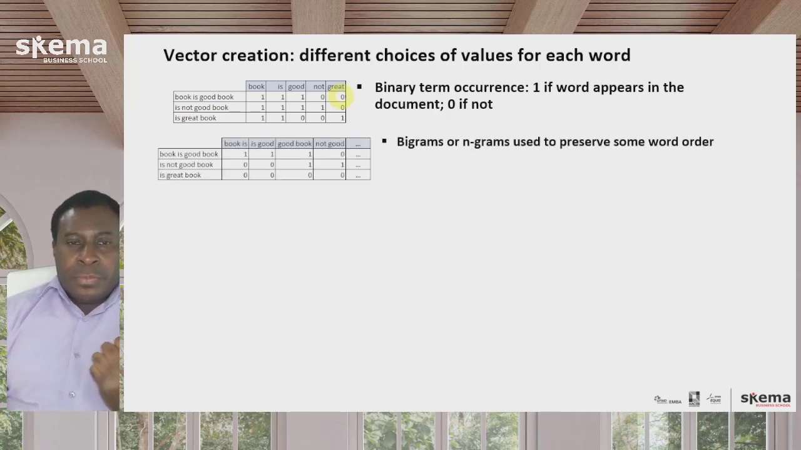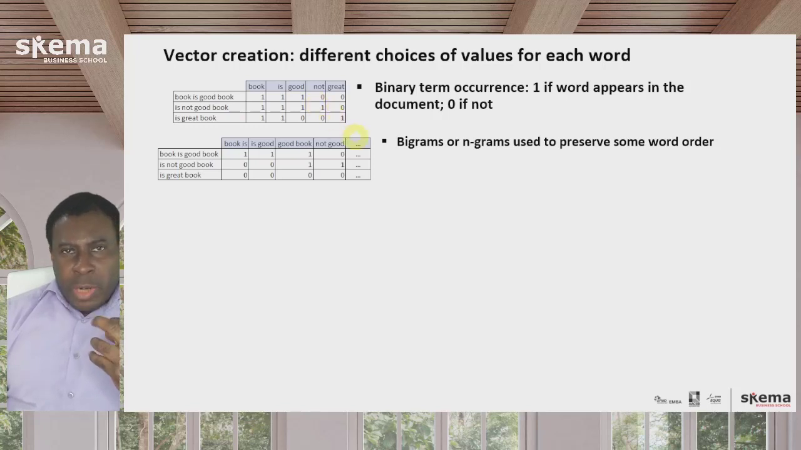For example, book is good book and is not good book mean opposite things, and yet they both have good, counting with equal weights. And yes, this one has not, but you don't know if it's saying it's not a book. Some words and word order are very important.